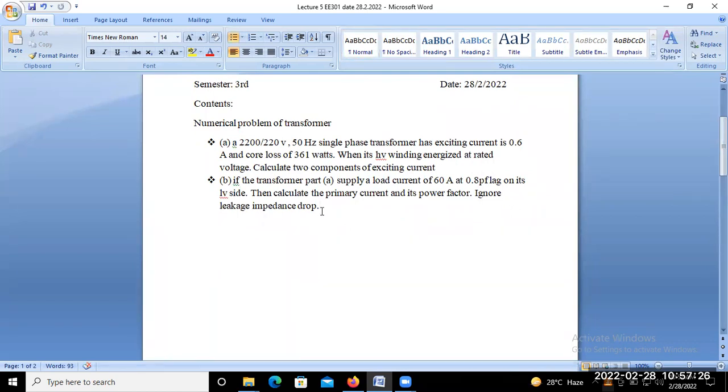How can we represent the core loss component? Ic. I0 cos phi0. Yes, the no load power factor. So how can we find out the no load power factor?